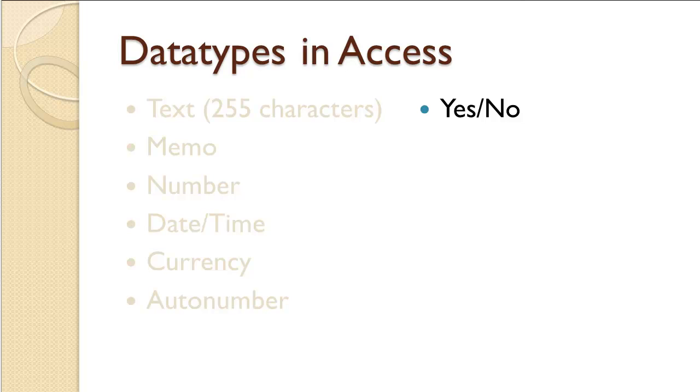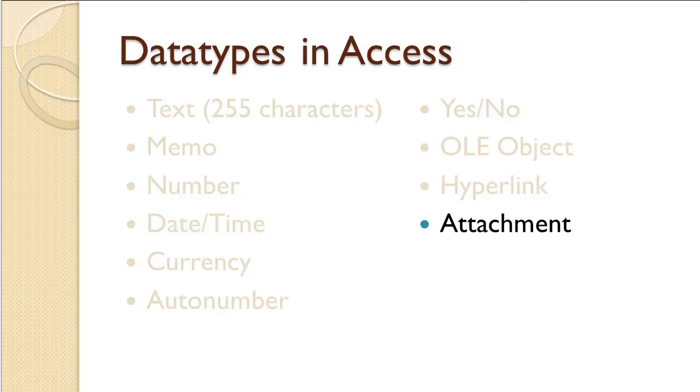Another field is yes and no. Very useful if you're making a database that requires people to pay, because you can tick off when they've paid using a yes and no field. An OLE object, that's for embedding items into your database like pictures, etc. Hyperlink is for adding a hyperlink, a piece of text that will bring you somewhere on the web. You can also add attachments as a data type.